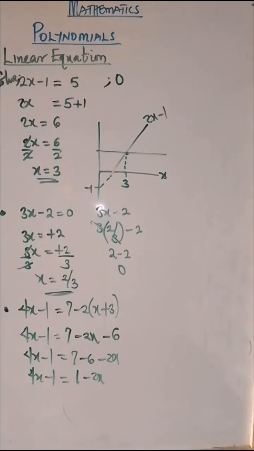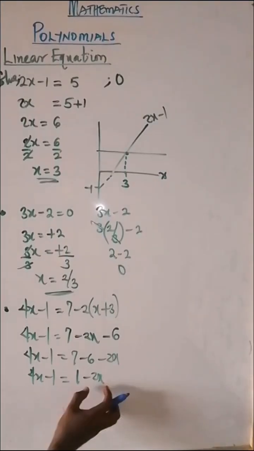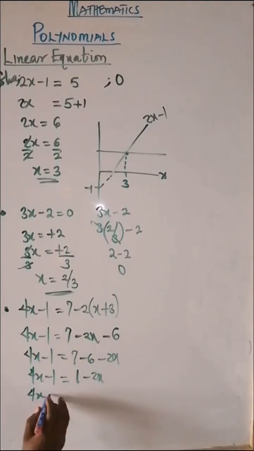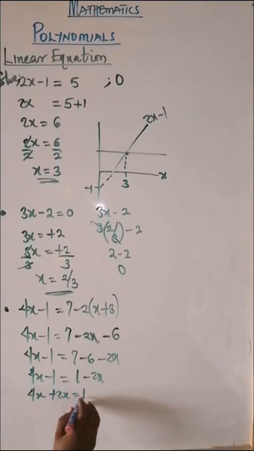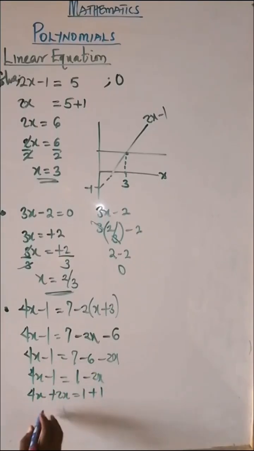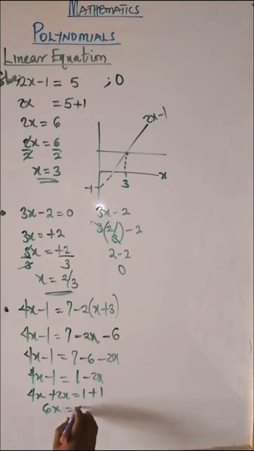So now we can collect like terms. So we can move this minus 2x here. Remember, when minus crosses, it becomes plus 2x. This is 1. When this minus crosses, it becomes what? Plus 1. 4x plus 2x is 6x. 1 plus 1 is 2.